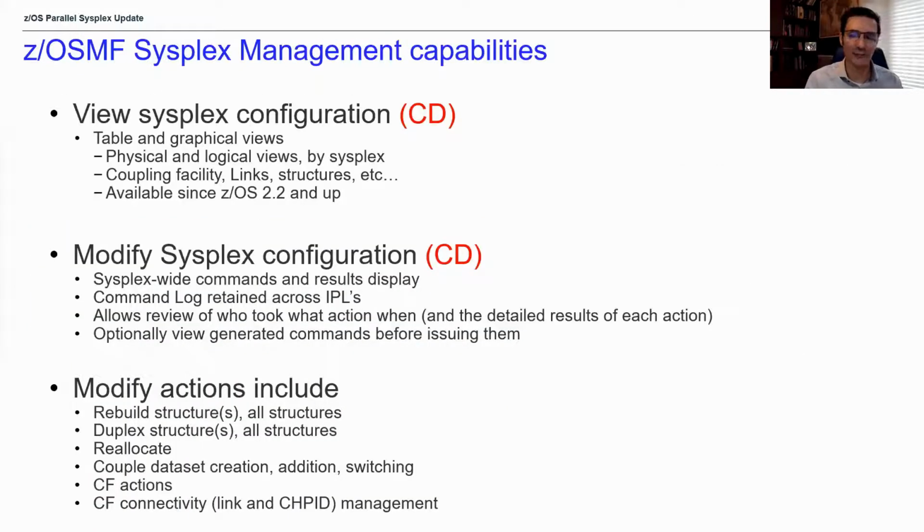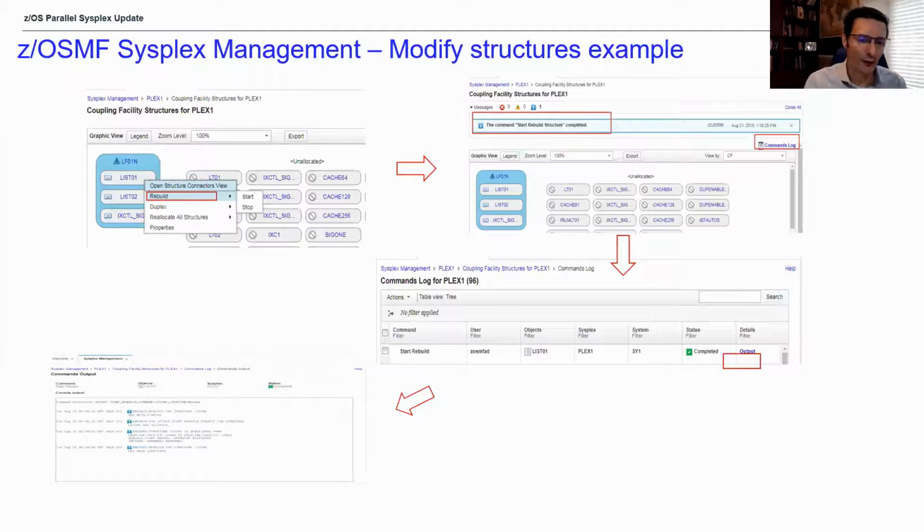And so once you have that, I have lots of capabilities. I can view Sysplex information. I can modify Sysplex information. So I can do all kinds of things like structure rebuilds, duplexing structures, couple data set creation, addition, switching, and a bunch of CF actions as well. And so, for example, if I'm modifying structures and doing a rebuild, I can actually initiate this through z/OSMF. And what is really great about this, I love this feature, is that I can actually preview the commands that are going to be issued by z/OSMF on your behalf.